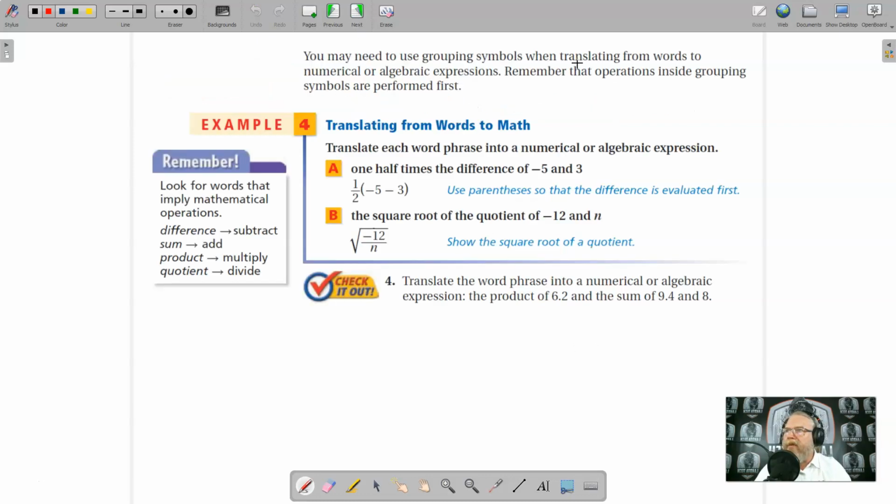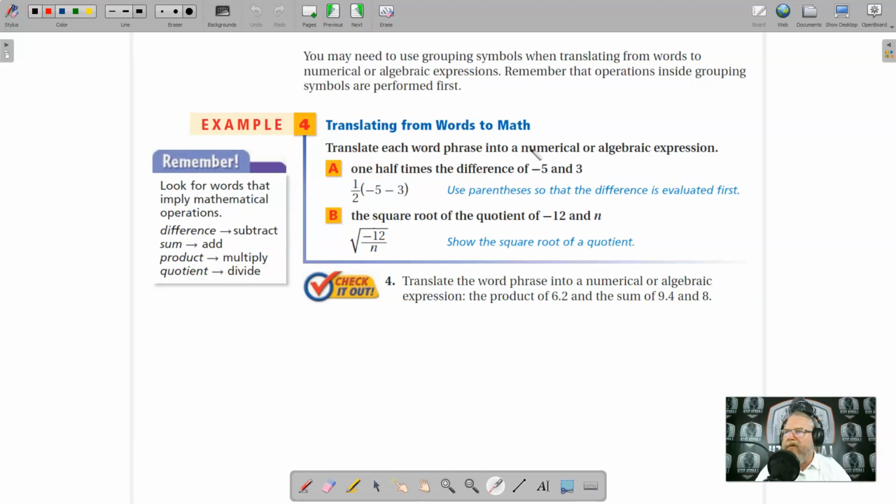You may need to use grouping symbols when translating from words to numerical or algebraic expressions. Remember that operations inside grouping symbols are performed first. So here we're going to be translating from words to math. And remember to look for words that imply mathematical operations, such as the word difference means to subtract. If we have the word sum or total, we know we need to add. If we have words like times or product, then we know we need to multiply. And if we have words like quotient of, then we know that quotient means to divide.